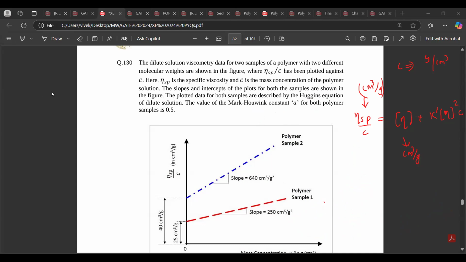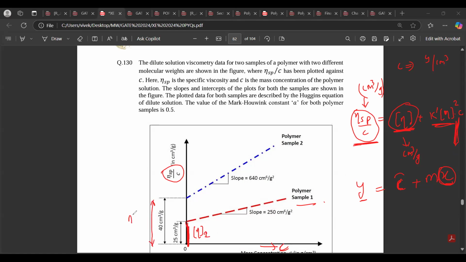So if this is Y, and this is C, and this is M, and if this C is X, then this is just a linear equation where C is your intercept, X is on your x-axis, Y is on your y-axis. So you see eta specific by C, you can put on the y-axis, and your x is nothing but C. So C you can put on the x-axis. The intercept means this value is your intrinsic viscosity. So this is your intrinsic viscosity for polymer 1, and this is your intrinsic viscosity for polymer 2.